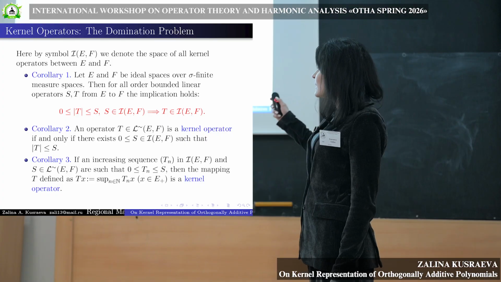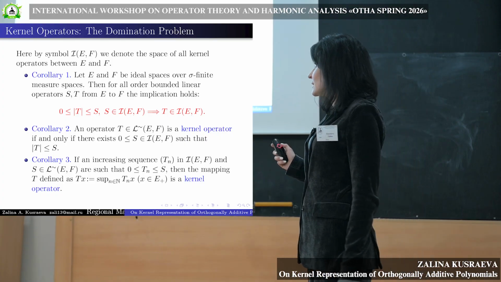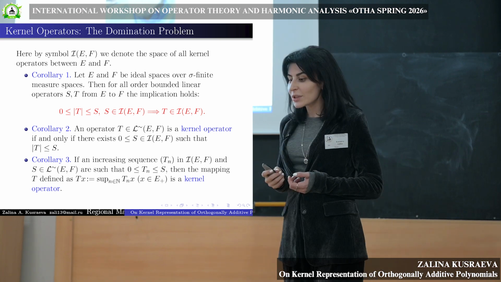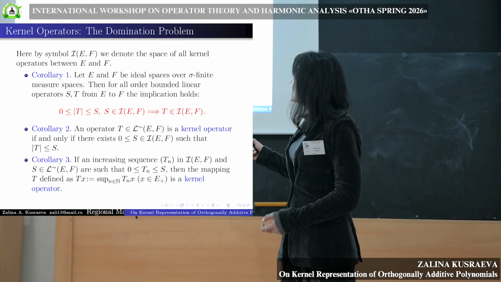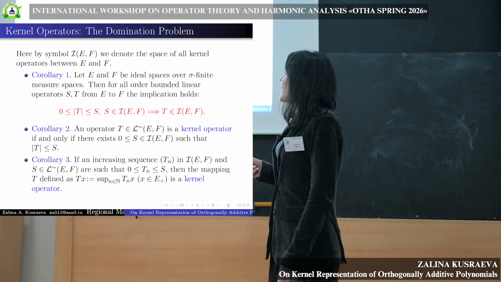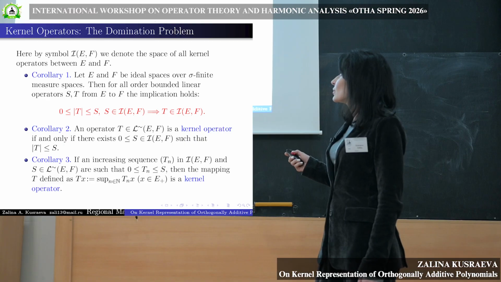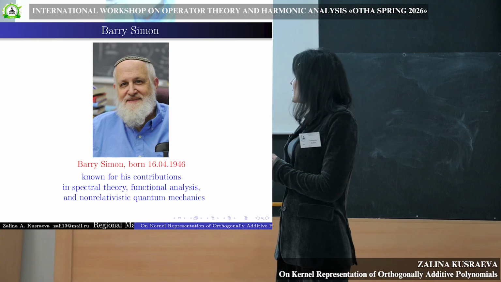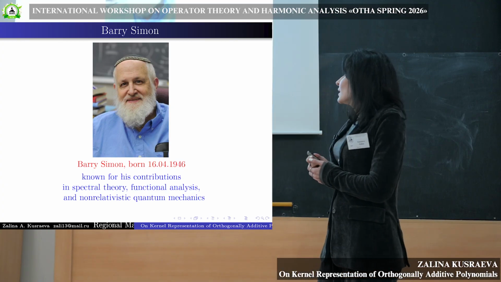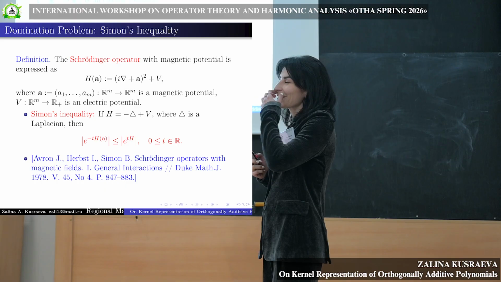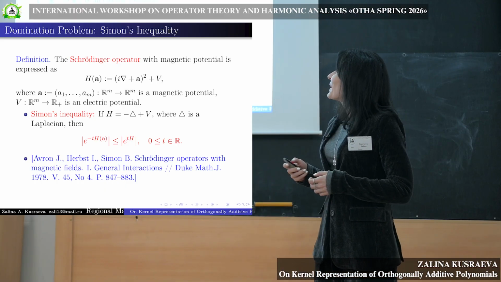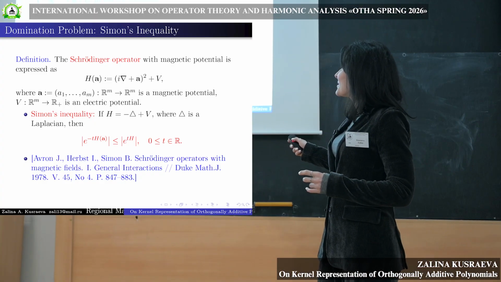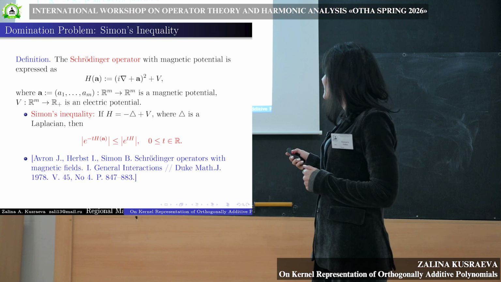By the way, this problem is called the domination problem, and it stems also from physics. It was posed for another property. Here we use the property of being kernel, and for the other property, when operators are compact, it was stated by Barry Simon. I will be very quick here because it's physics. Don't ask me anything about this, just trust me. He was investigating the Schrödinger operator with magnetic potential.